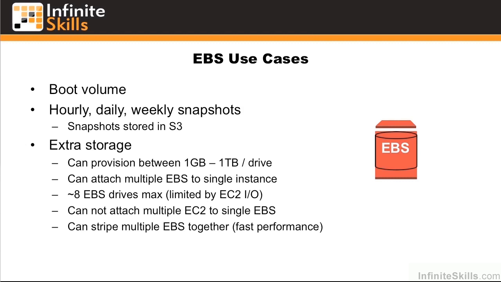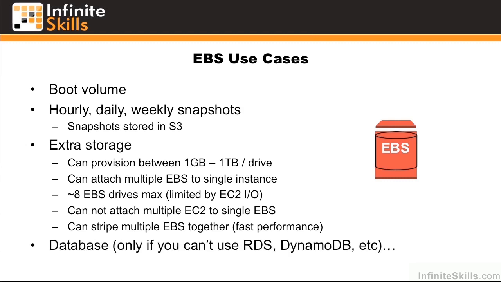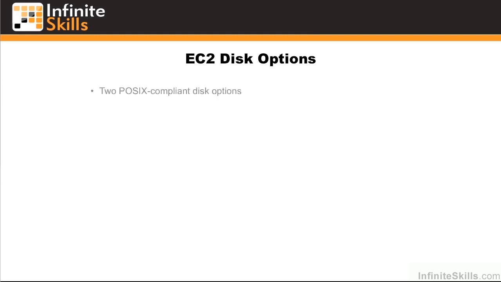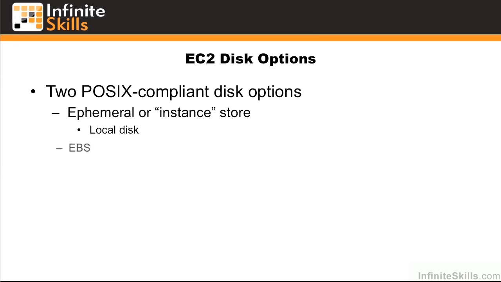You can stripe multiple EBS together for fast performance. You may also want to consider using EBS as a database. Really, the only time you want to consider this is if you decide you cannot use RDS or DynamoDB or SimpleDB or another one of the offerings that Amazon provides. In this chapter, we covered the two POSIX-compliant disk options, which are ephemeral or instance store, which is local disk, and EBS, which is network attached storage.